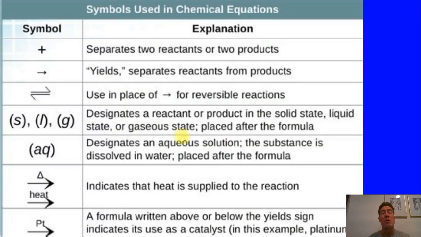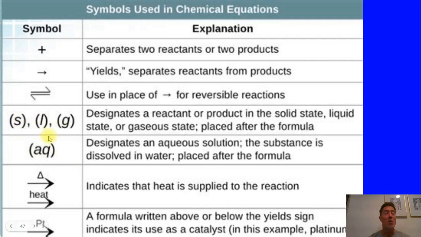So here are some symbols that we'll use in chemical equations. The plus sign separates things, so if I have 2 reactants or 2 products, anytime I have more than one thing, I use a plus sign. Here's yields or produces. We can replace an arrow that indicates that the reaction is going in one direction with an arrow for a reversible reaction. This designates the state of the reactant or the product: solid, liquid, or gas.